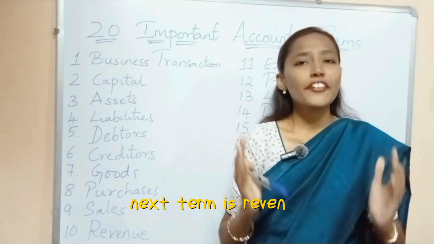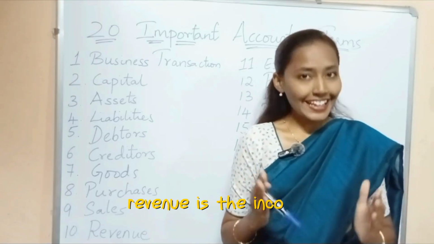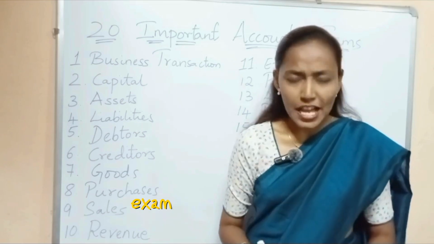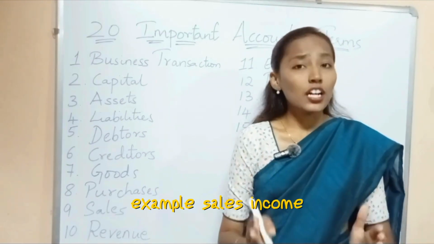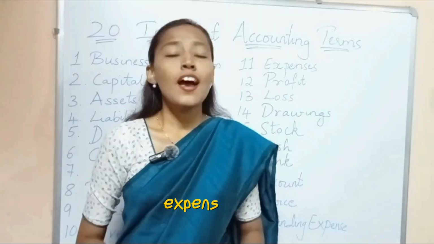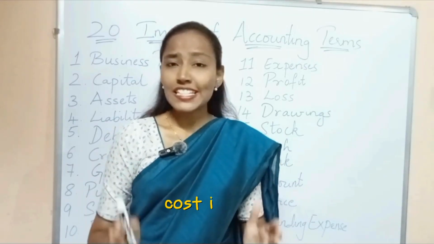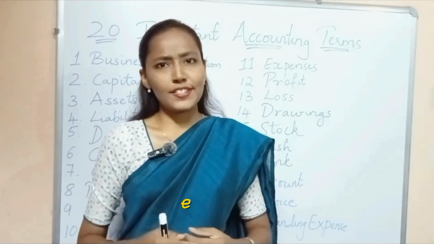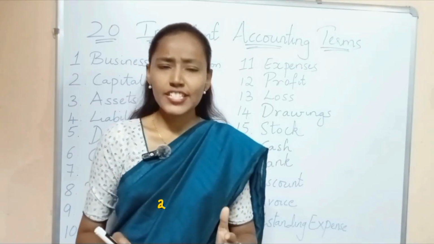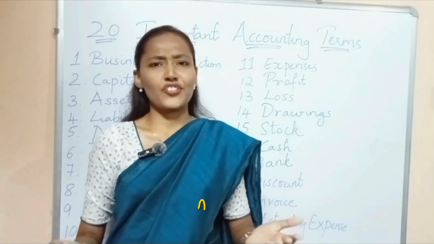The next term is revenue. Revenue is the income earned from normal business activities. For example, sales income earned by a business. Next is expenses. Expenses are cost incurred to run the business. Examples, rent, salary, electricity, advertising, etc.